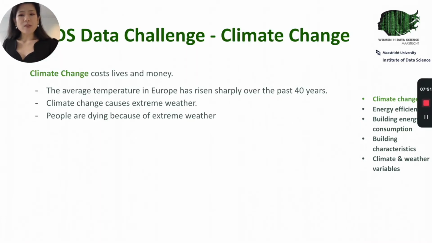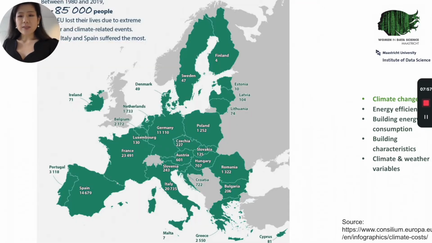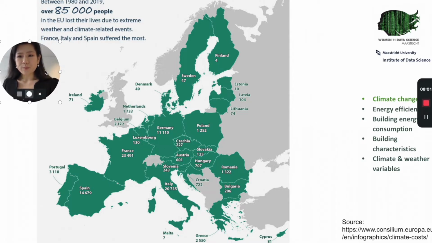And the third one is people are dying because of the extreme weather. That is serious. For instance, we can see from Europe, between 1980 and 2019, over 85,000 people died because of extreme weather.